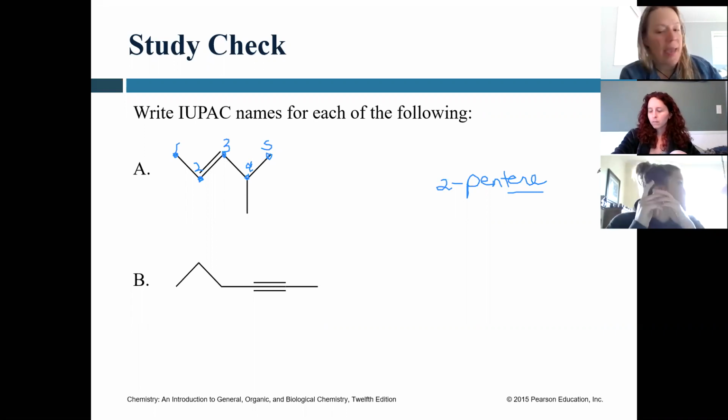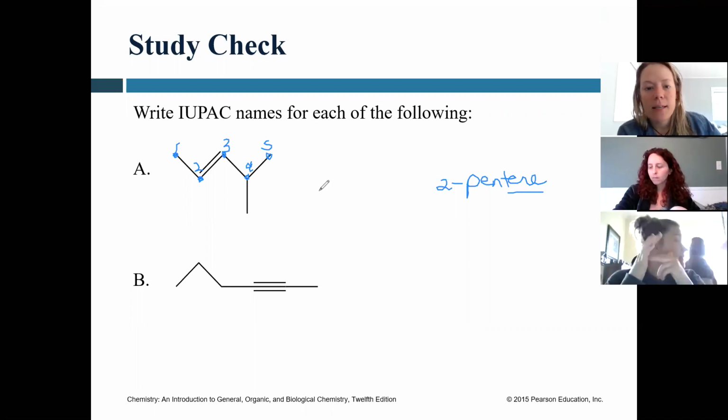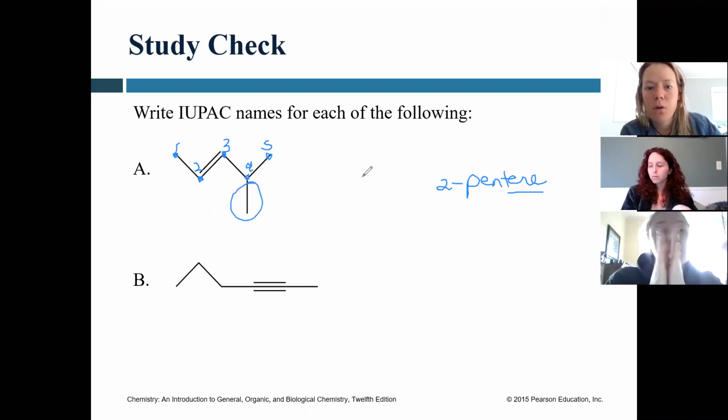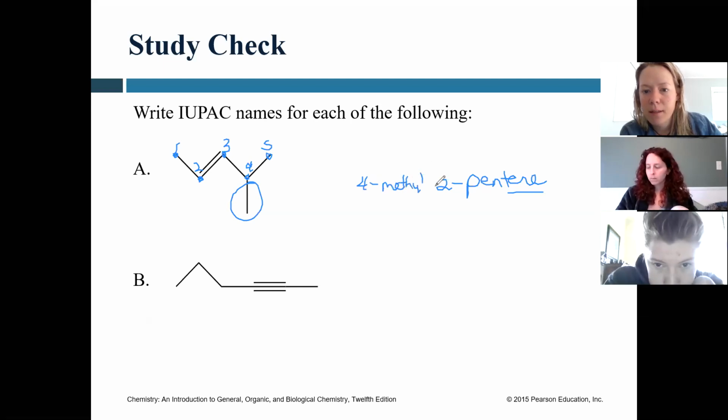So now we've got the base. We need to add our accessories. So the only accessory here is that methyl group, right? This thing right here, and that's on 4. So 4-methyl-2-pentene.